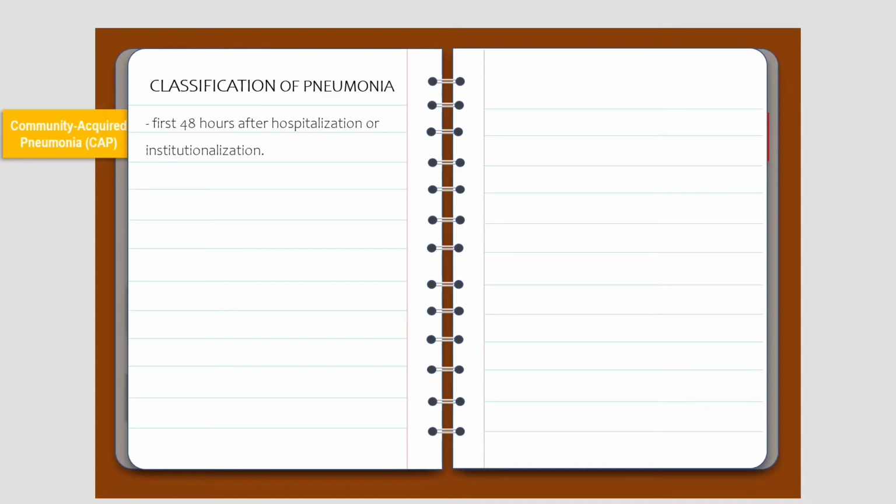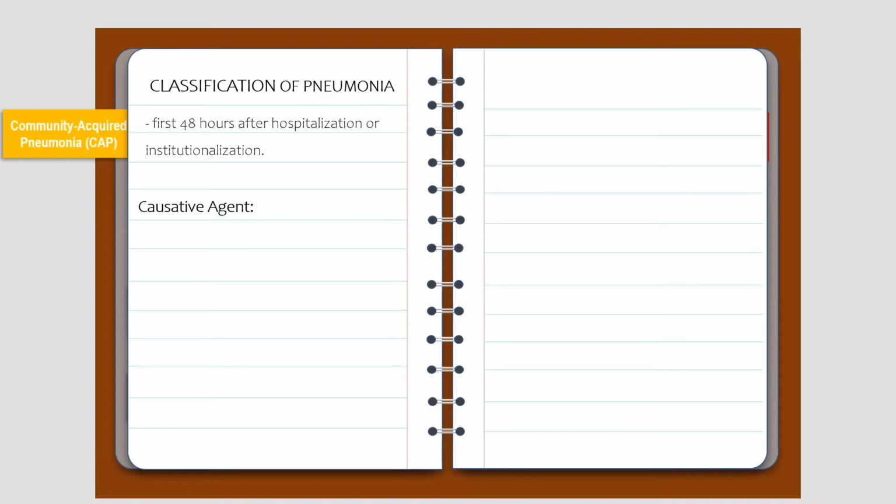For the first classification of pneumonia, which is community-acquired pneumonia, this occurs either in the community setting or within the first 48 hours after hospitalization or institutionalization. The need for hospitalization for community-acquired pneumonia depends on the severity of the pneumonia.